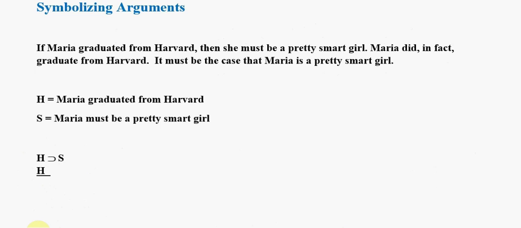We do have the conclusion coming after that, which is it must be the case that Maria is a pretty smart girl. Well, that's basically saying that the conclusion is just S, right? That is to say Maria is a pretty smart girl. We are going to have a line like this here separating the premises from the conclusion. So in our final symbolization here, we're going to have a line separating the premises from the conclusion. And now we need to symbolize the premise.